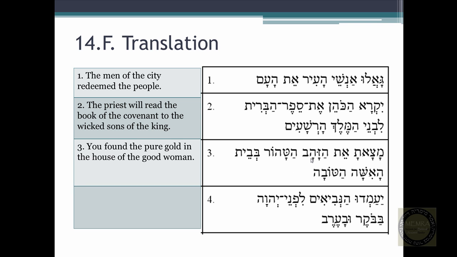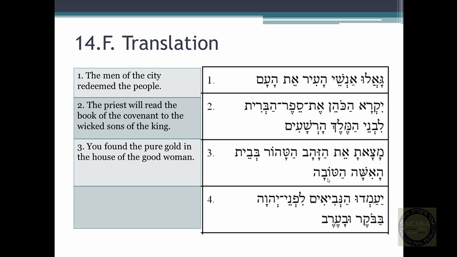Let's just turn our translation on here. You found the pure gold, bevet, in, and then here we have house, bayit, which changes to beit when it's in construct. So the house, ha'isha, of the woman. But is that all?